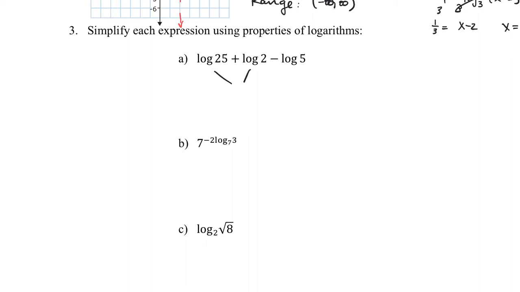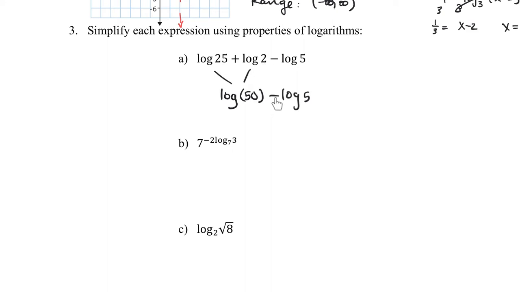This one would be the product property. So log of 25 times 2 is log 50. Remember the product property, it says if you have two logarithms separated by a plus sign, you can condense them into one logarithm by multiplying the terms inside of those logarithms. 25 times 2 is 50.